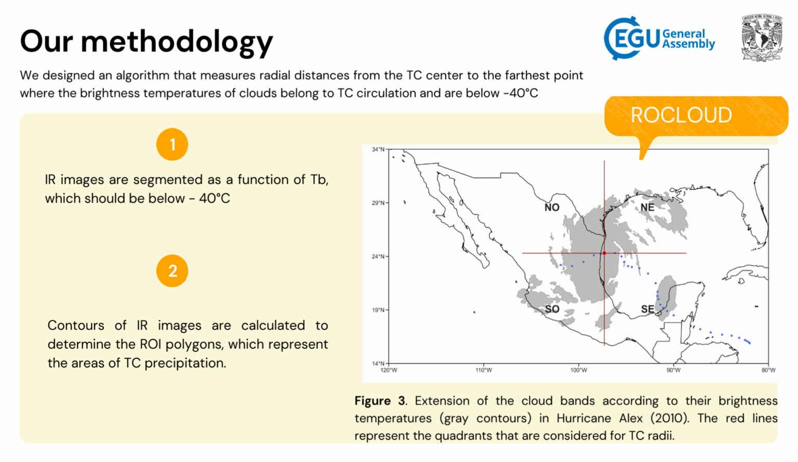So to measure this size, considering the rainfall, we use the input data: tropical cyclone position, infrared image of the moment reported by HURDAT, and the size of the wind field. These go into the algorithm we created called ROCLA. The first step in this algorithm is to segment the infrared image at a threshold of minus 40 degrees, which we designate as possible regions of interest for precipitation, or ROIs. These are shown in gray in figure 3.